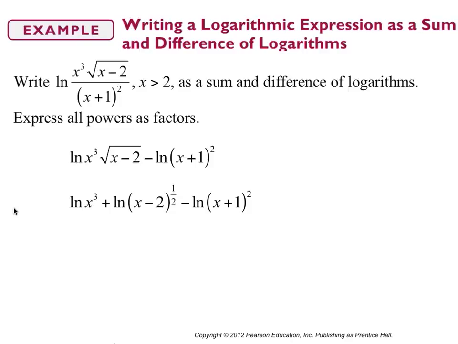So you have ln of x cubed plus ln of x minus 2 to the 1/2 power minus ln of x plus 1 squared. Now you'll also notice in this step that they rewrote x minus 2 to the 1/2 power from the square root of x minus 2. It's always important to rewrite roots as powers so that we can express them as factors. So we just bring those factors out front now. So we have 3 times ln of x plus 1/2 times ln of x minus 2 times ln of x plus 1. Now we don't have any multiplication left within our ln's, no division, and no powers, so that means we're done.